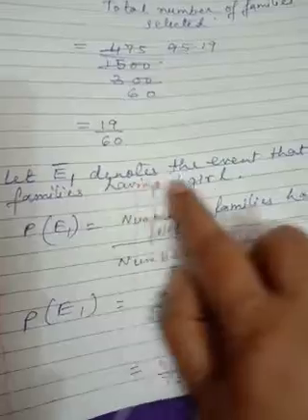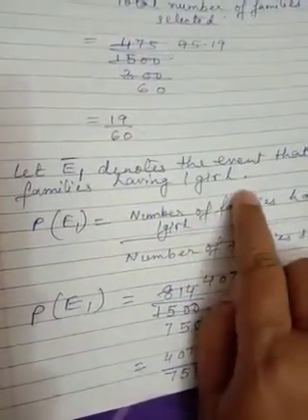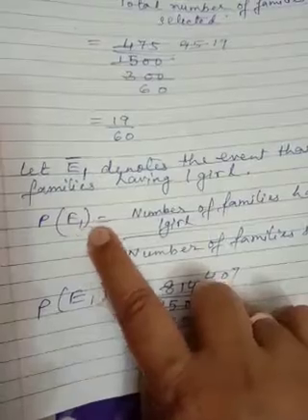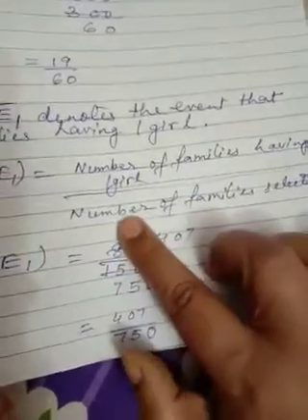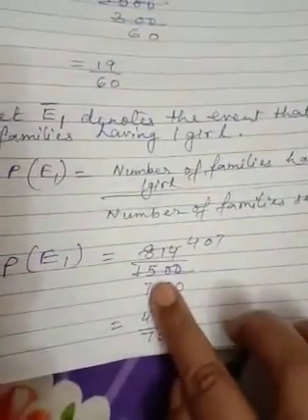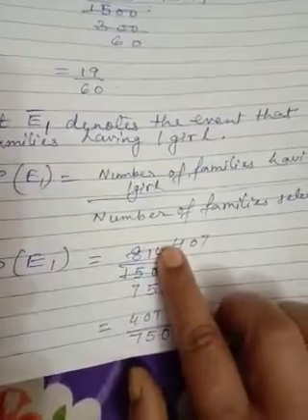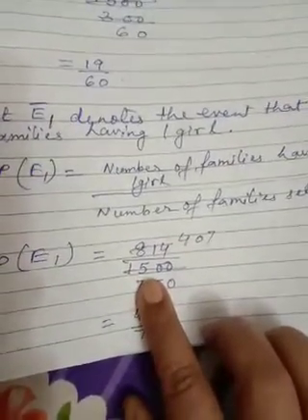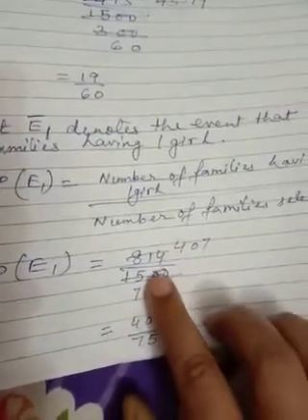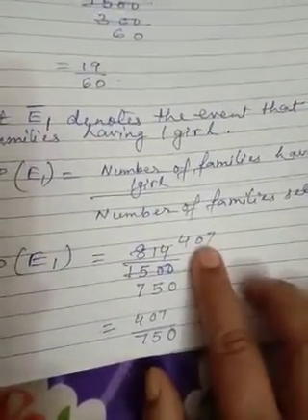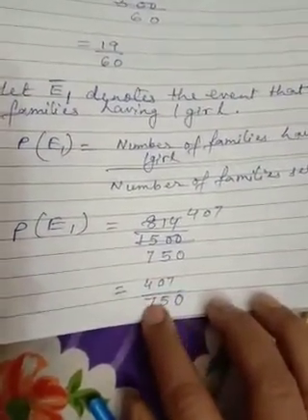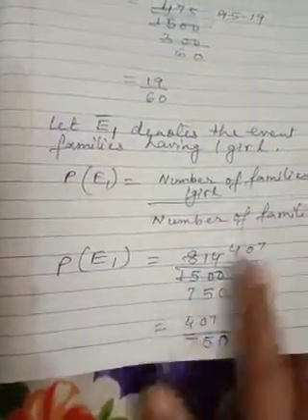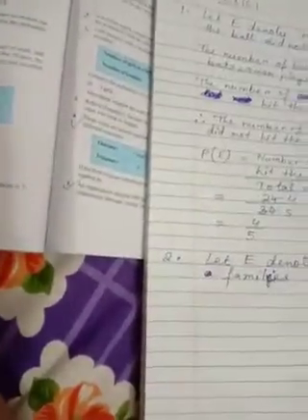let E1 denote the event that a family is having one girl. So the probability of the event E1 is equal to the number of families having one girl, which is 814, and the number of families selected we know is 1500. So 814 will be in the numerator and 1500 will be in the denominator. Now dividing 814 and 1500 by 2, we get 407 by 750. So the probability of the event that the family has one girl is 407 by 750.